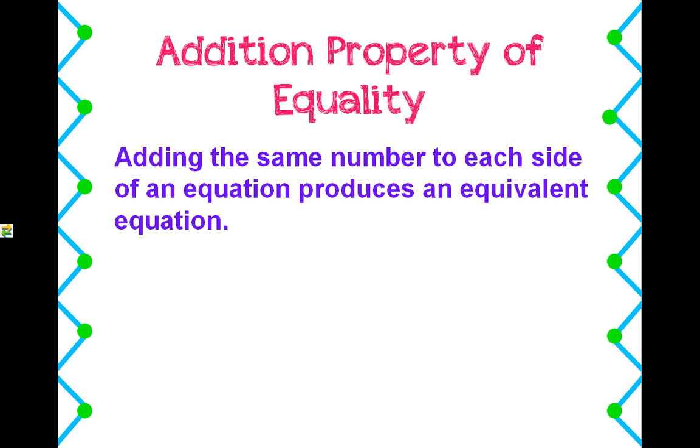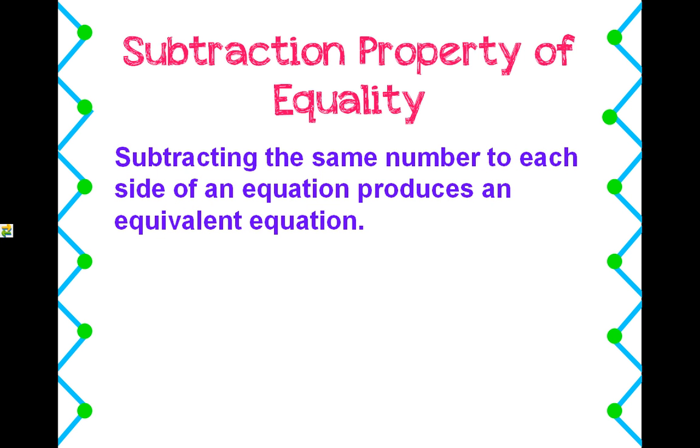Okay, what you need to know is the addition property of equality. Adding the same number to each side of an equation produces an equivalent equation. I can show you an example. So you have two numbers that are equal, A is equal to B. Then if you add C to A and you add C to B on both sides, they're still equal. That's what that property means.